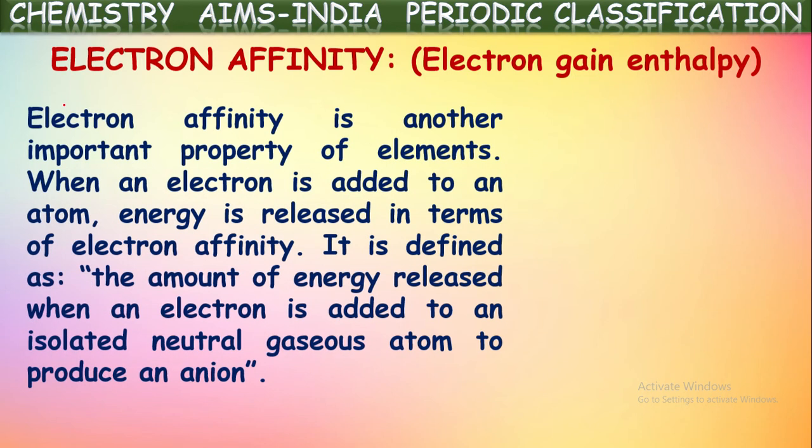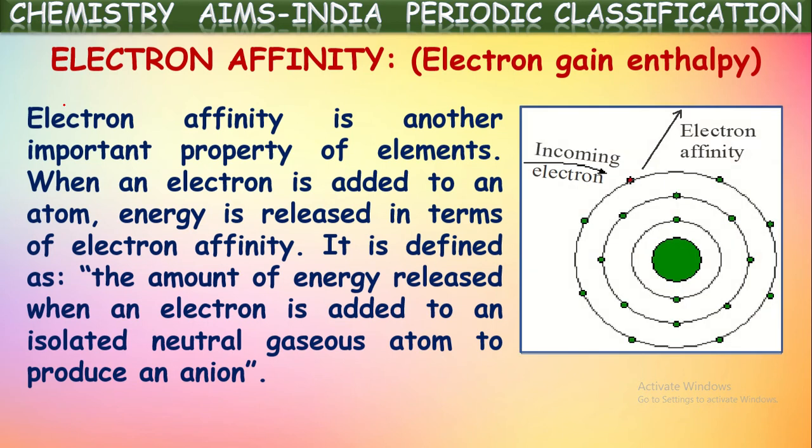Electron affinity is another important property of elements, just like ionization energy and atomic size of the elements. When an electron is added to an atom, energy is released in terms of electron affinity. So it is defined as the amount of energy released when an electron is added to an isolated neutral gaseous atom to make it an anion.